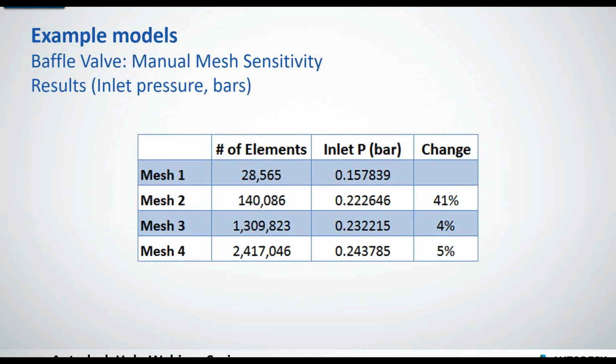Number of elements obviously went up quite a bit from 28,565 elements to 140,000 to 1.3 million to 2.47 million. And if I look at the inlet pressure in bars, this is how it changes: 0.157, 0.222, 0.232, 0.243. The first change from mesh 1 to mesh 2 is 41%. After that, it changed 4% and 5%.